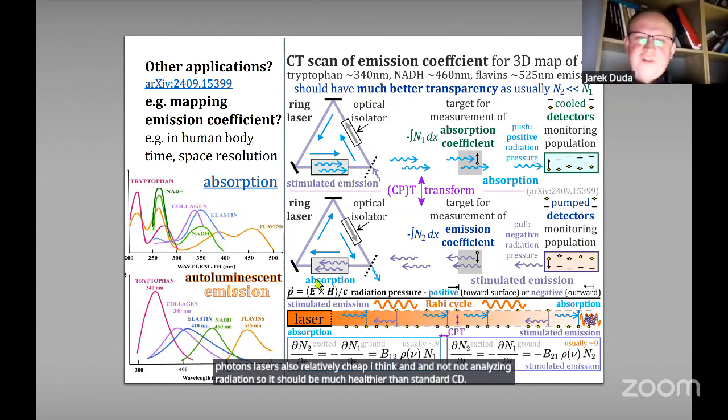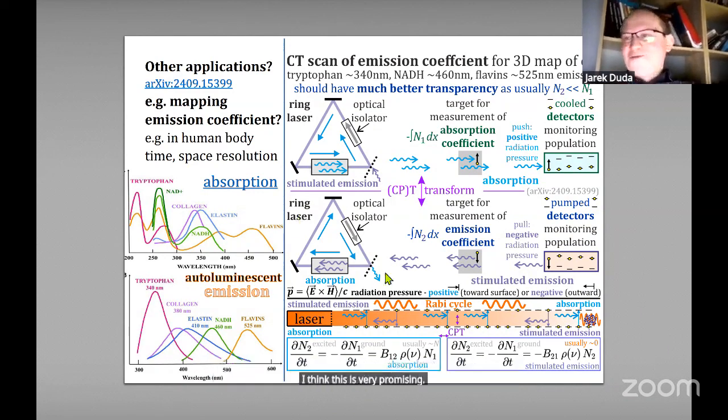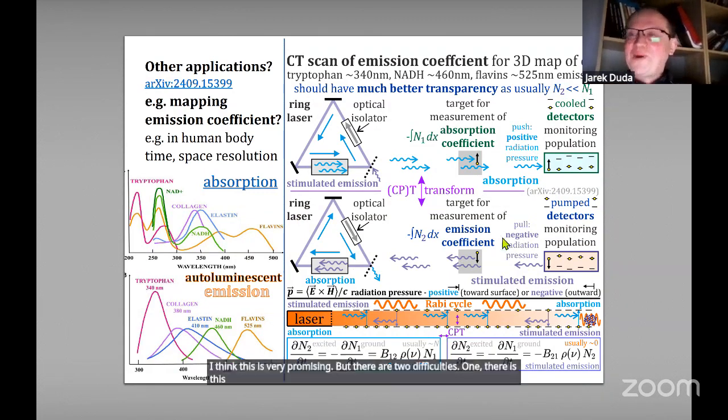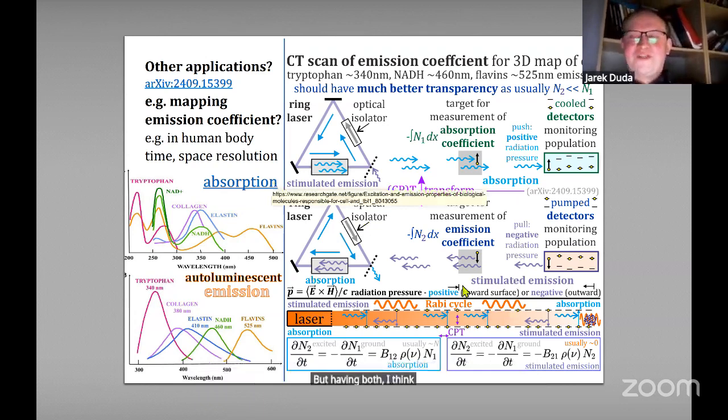I think this is very promising, but there are two difficulties. One, there is this pump detector, and the second is a source of negative radiation pressure. But having both, I think we could get much better computer tomography scanners.